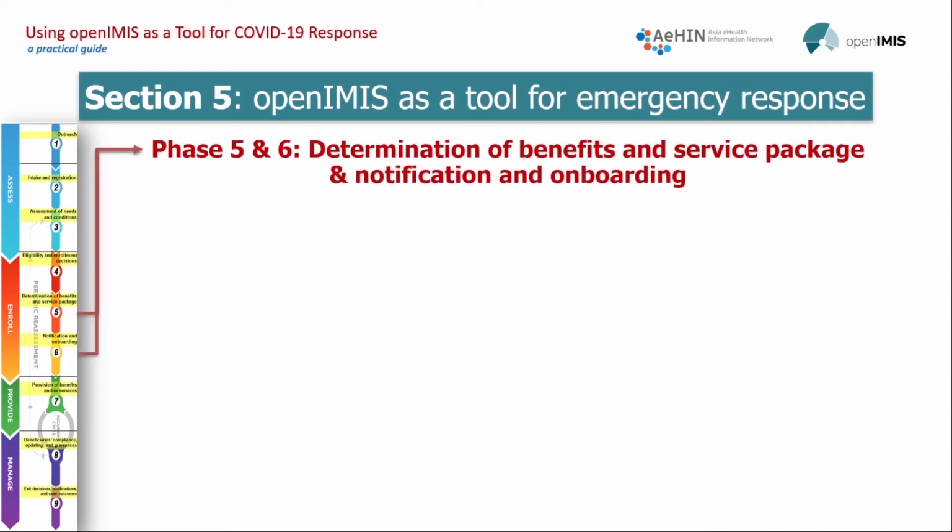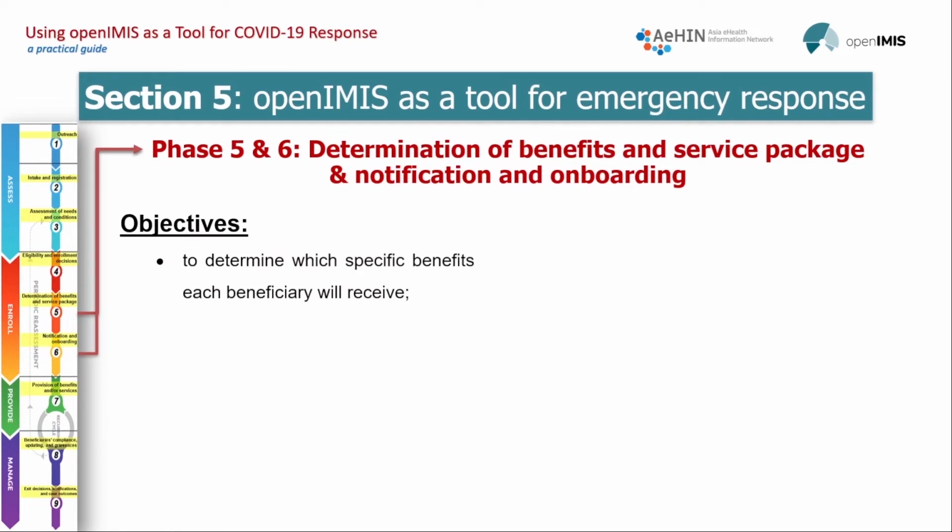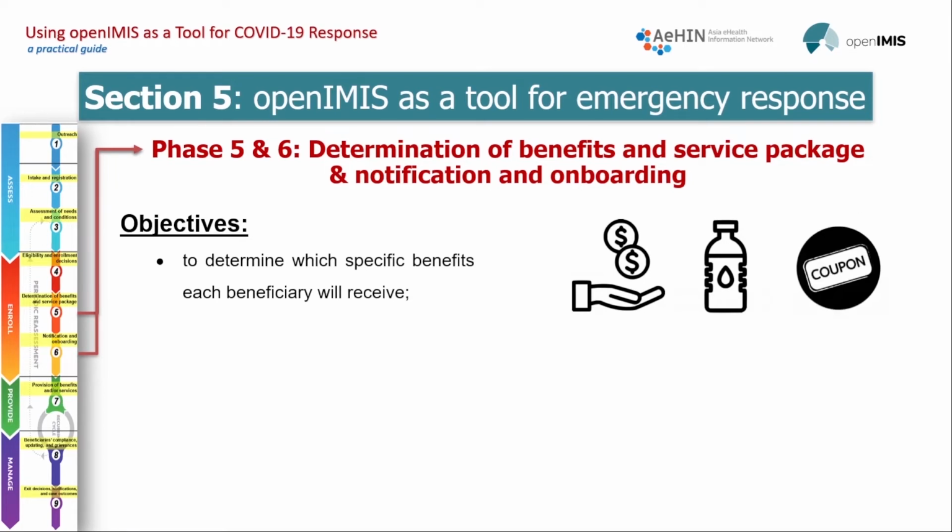The next phase in the delivery chain is determining what benefits and/or services each eligible beneficiary will receive. That is, which specific benefits and service packages available will be received by each beneficiary. This can be in the form of cash, kind, or services, for example, vouchers for prenatal checkups, or a combination of any of the three in the form of packages. Different case scenarios would necessitate different benefits and service packages depending on the need of the population as well as the resources available in the locality or country.